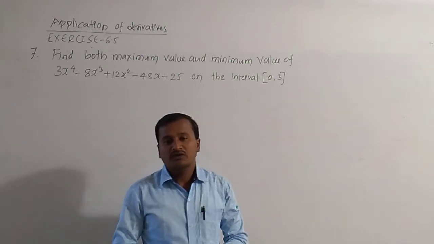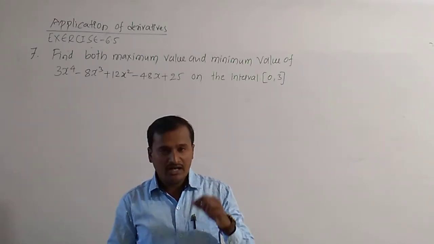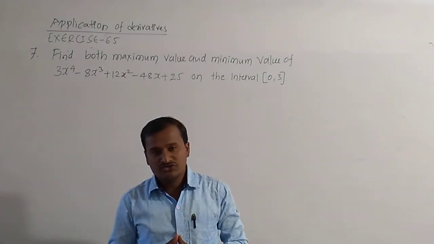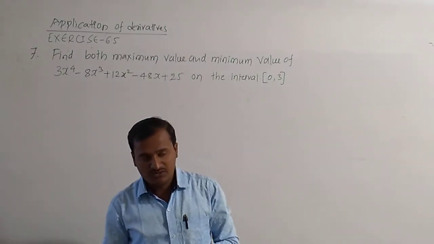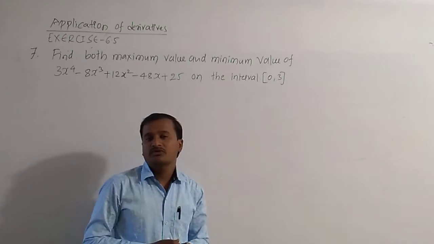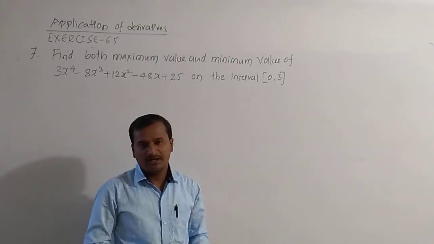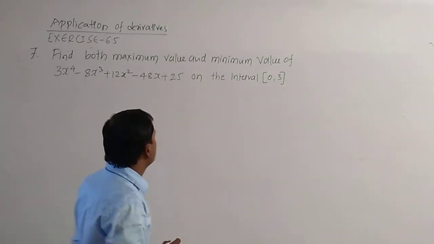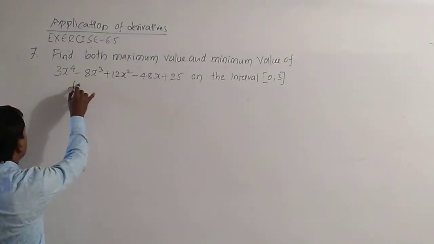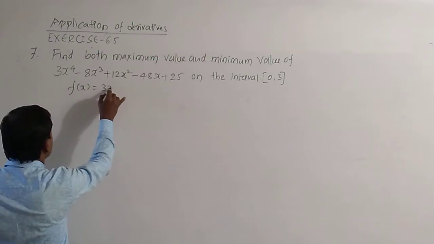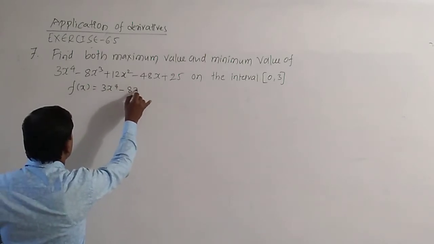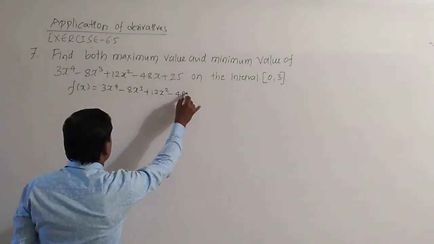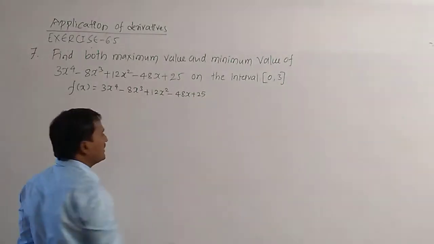So we already know that to find the absolute maxima and absolute minima, we use the functional values at the endpoints also. So for this function also, we should find the absolute maxima and absolute minima on this interval. Okay, right. So for this, first I will take f of x. So f of x equals 3x raised to 4 minus 8x cube plus 12x square minus 48x plus 25.